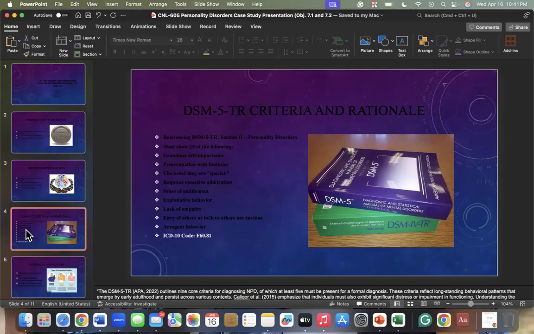So with that, in the DSM-5-TR, it states that in order to be diagnosed with narcissistic personality disorder, you would have to have five of the characteristics to be diagnosed. It can reflect long-standing behavior patterns that emerge from early adulthood and persist across various contexts. It emphasizes that an individual must also exhibit distress or impairment in functioning.